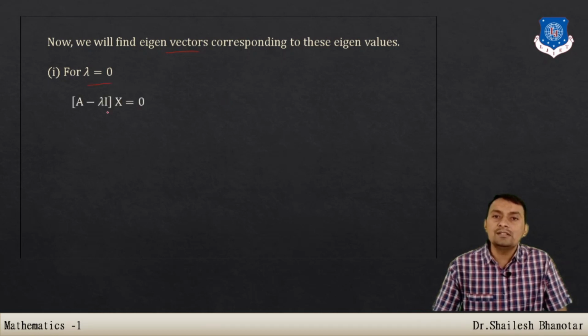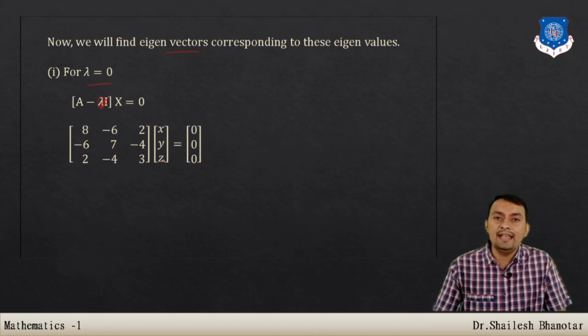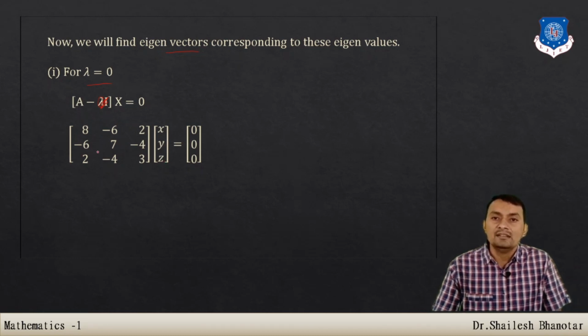So for lambda equal to 0, I'm going to consider (A minus lambda I) x equal to 0. If I put lambda equal to 0, this is going to be 0. So only this matrix A, column vector x, y, z, equals 0, 0. And now I'm going to use Cramer's rule. But whenever I consider Cramer's rule, I have to opt for two rows which are independent. And for that, if I assume the first 2 by 2 determinant, it is going to be non-zero. That thing you can verify.